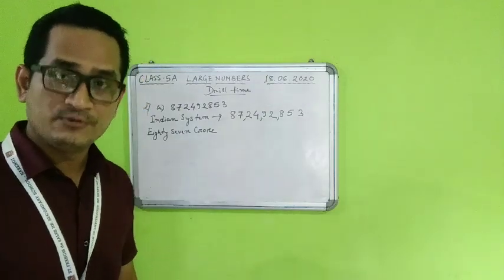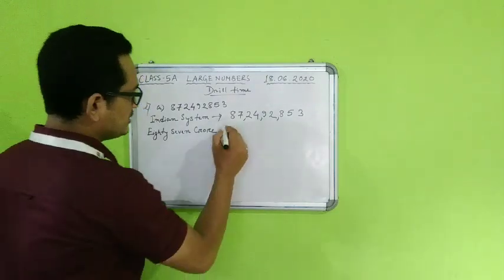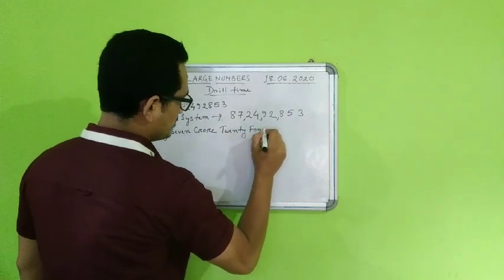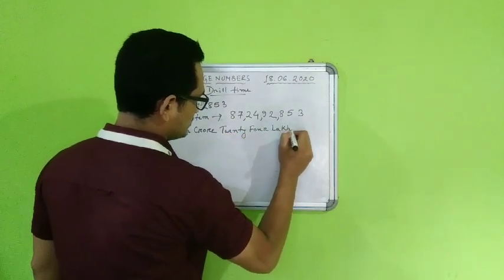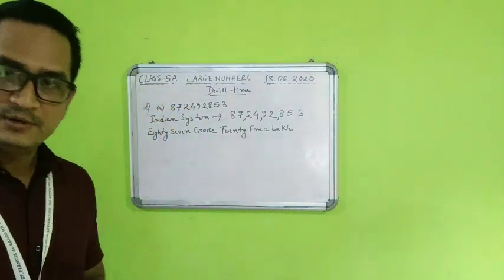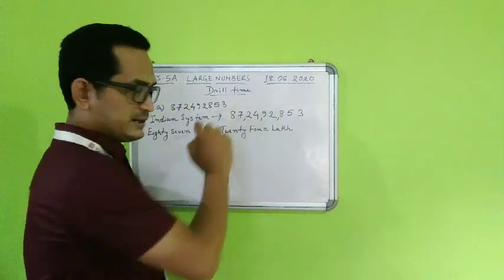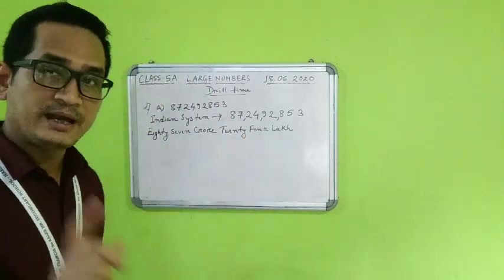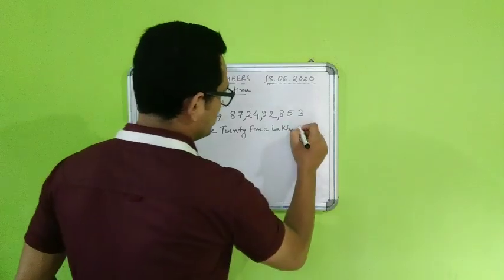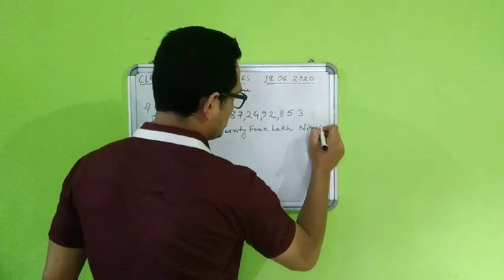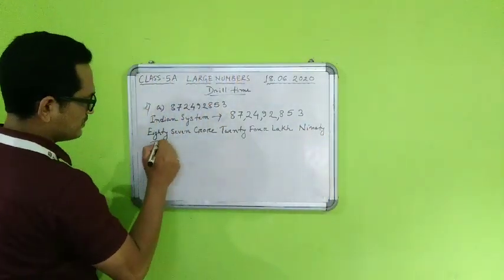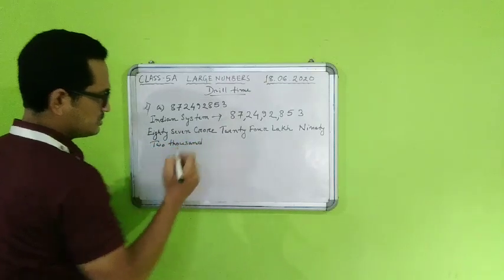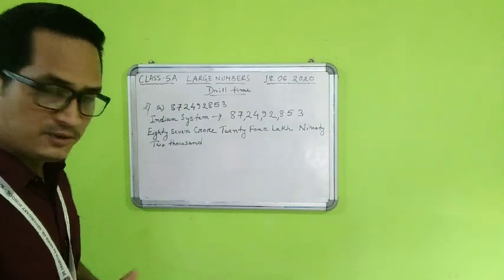That is how much? 24 the number is. So that means it will be 24 lakhs. So this part is also done. Now come to the thousands period. That is 92 it is here. So it will be 92,000. So it will be 92,000.